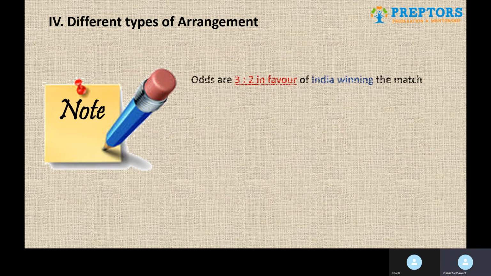Let's move to the next one. Odds are 3:2 in favor of India winning the match. Now, what will be the probability of India winning the match? So odds are 3:2 in favor of India. That means the probability that India will win the match will be 3 upon 5. Probability that India will lose the match will be 2 upon 5.